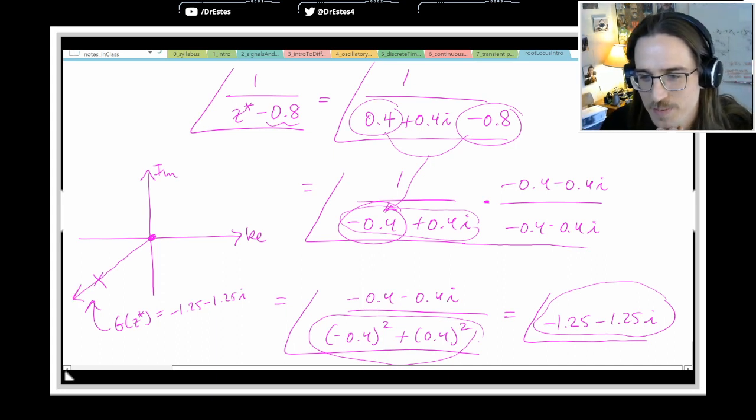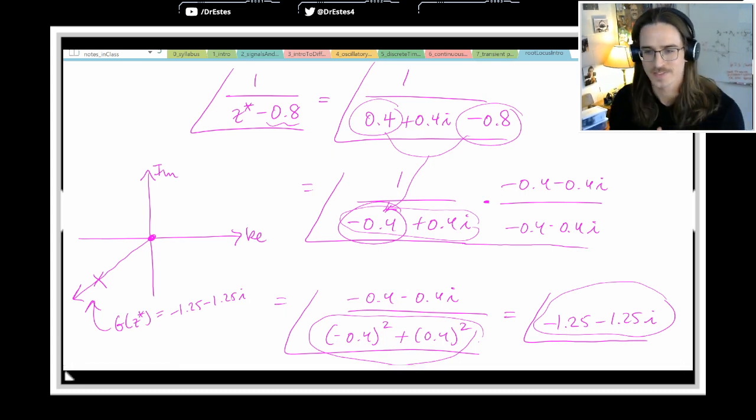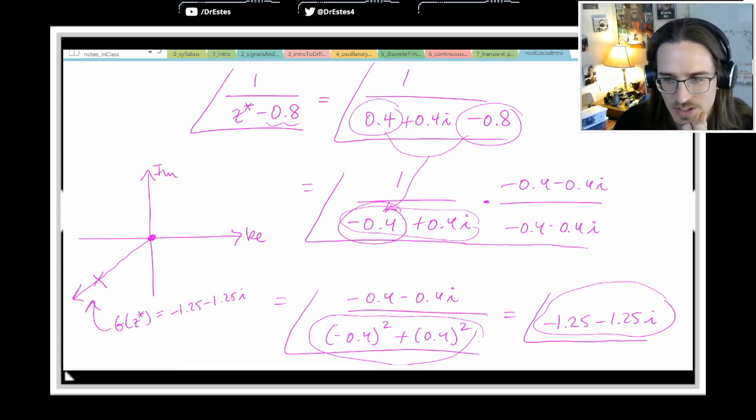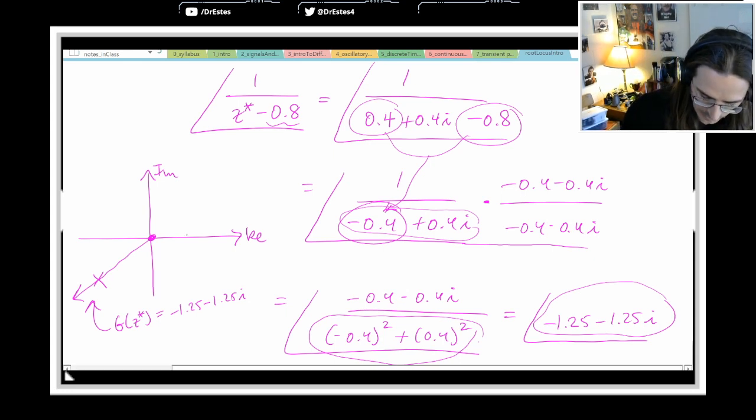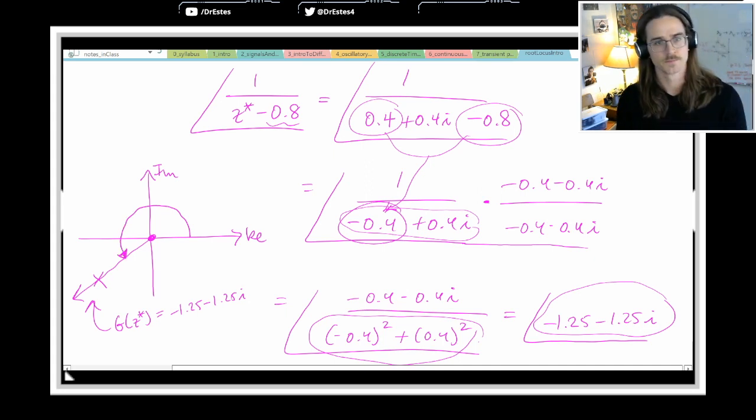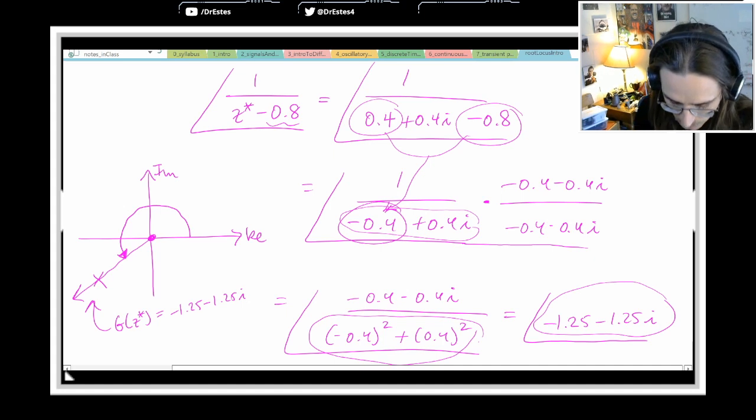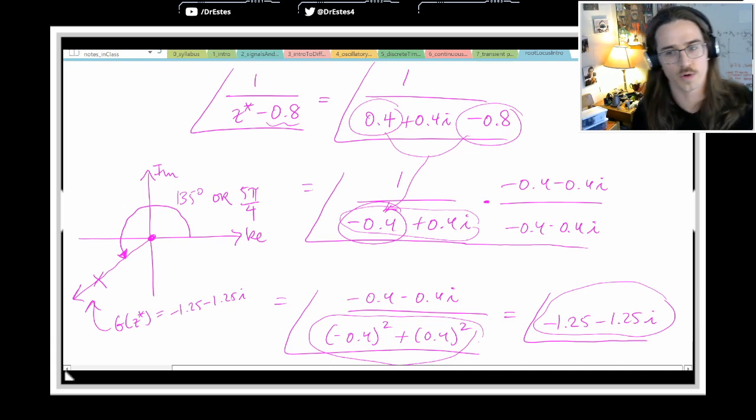The easy stuff has become difficult. Wait, don't worry, this is okay. And then the phase angle, you just go from the positive real axis counterclockwise all the way around. And this turns out to be 135 degrees, or we like to stick with radians, 5 pi over 4 radians.